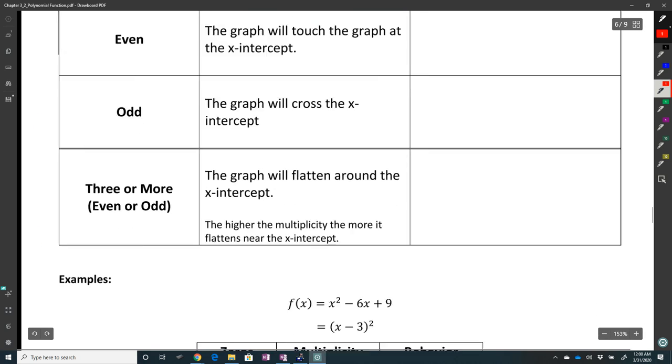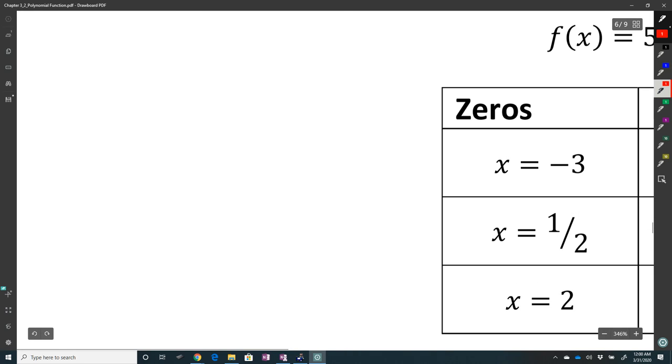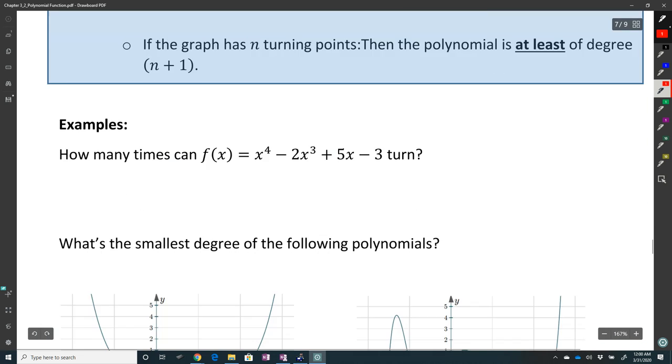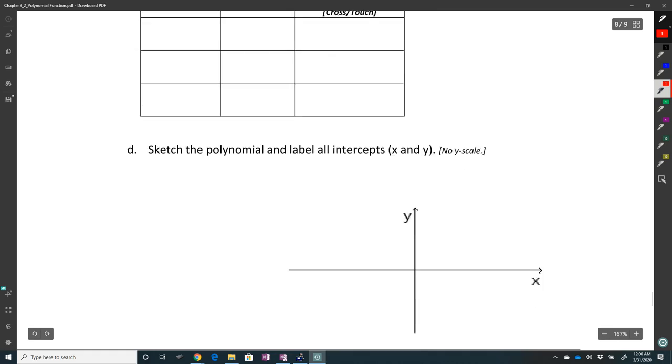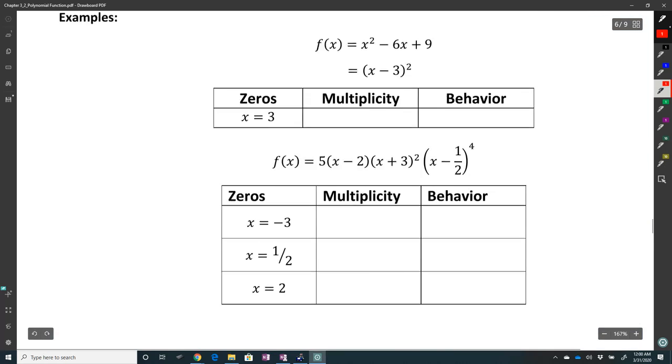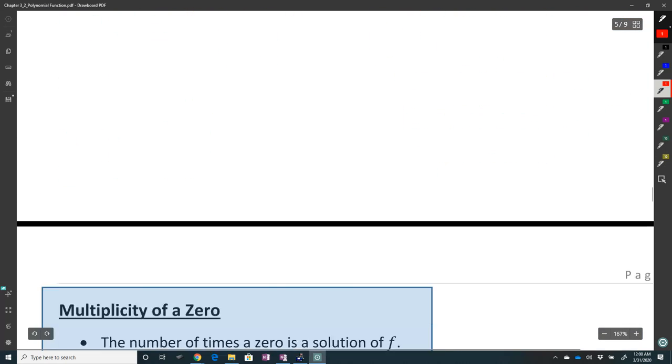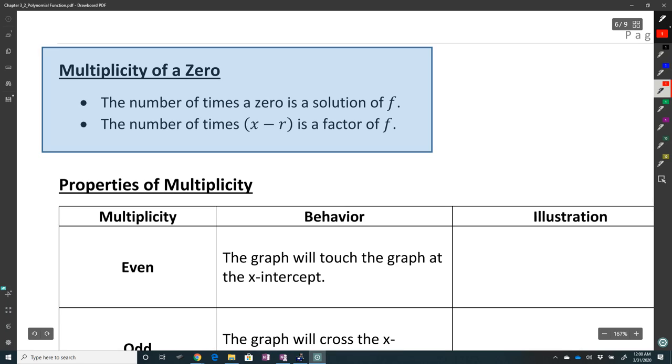Now we're almost done. Oh, see, like I said, this is a really long section. But we're almost there. Ugh. You got this, guys. All right.